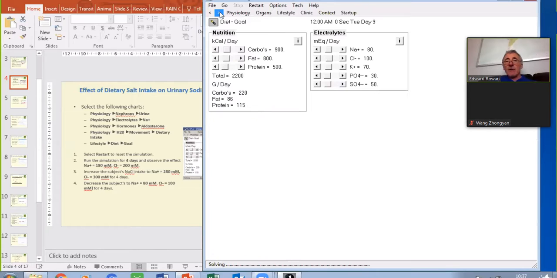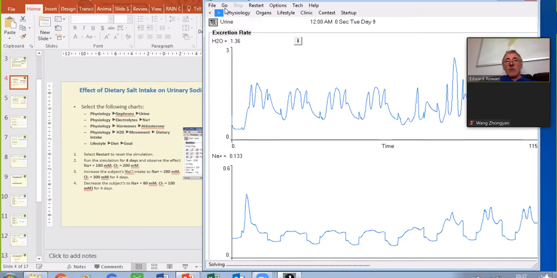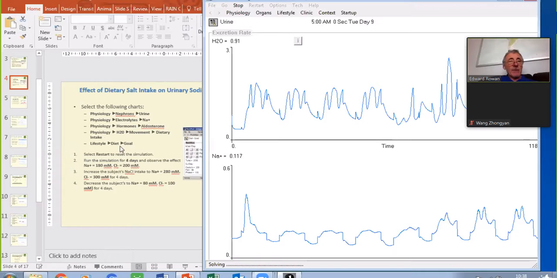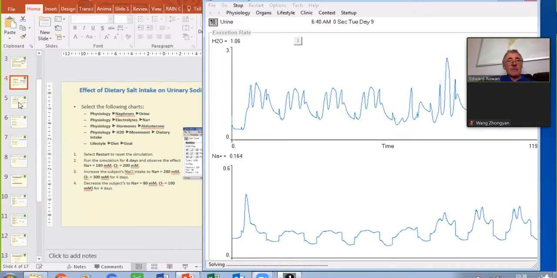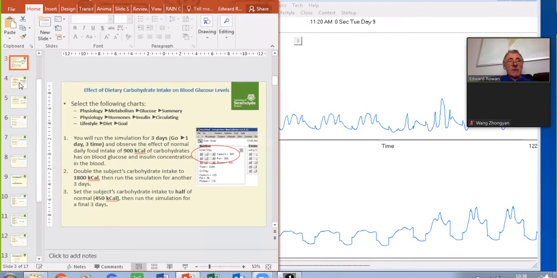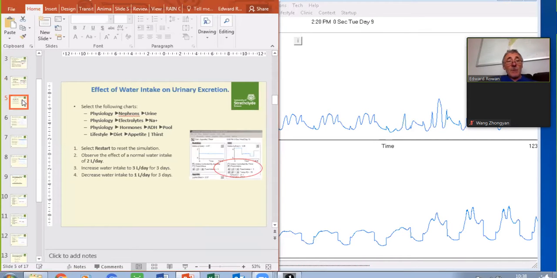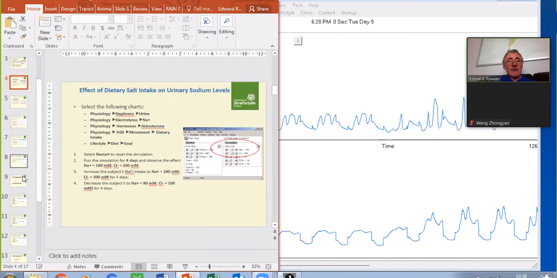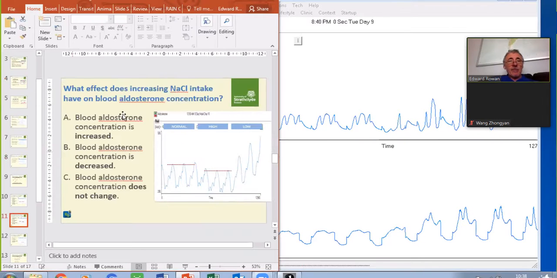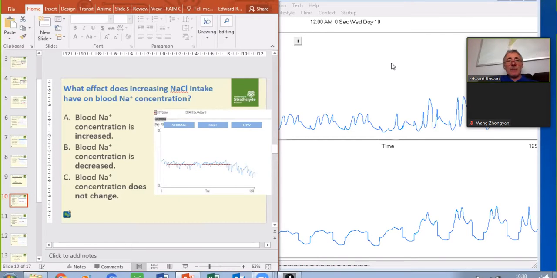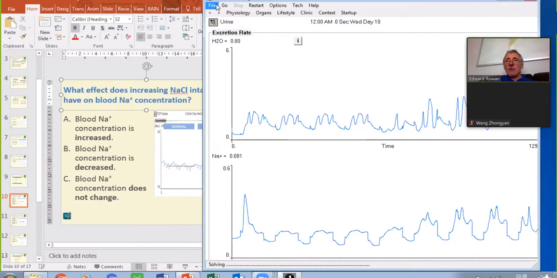I don't care about insulin, so I'm not interested in that just yet. Go one day. So this is a low sodium. That's it. Okay. Oh, another one. Go.